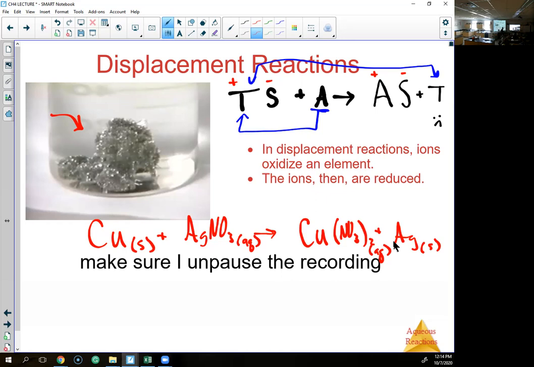Okay. The next one. Okay. That's just the same thing we've been doing. It's a redox reaction. It's just another name.